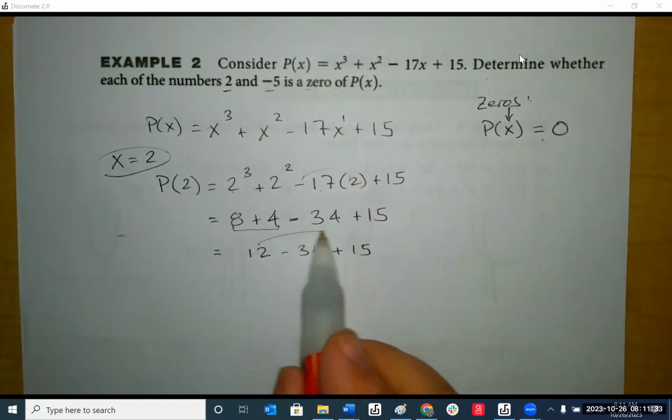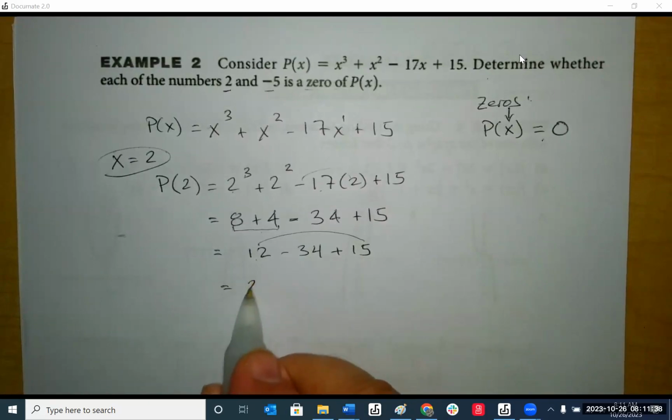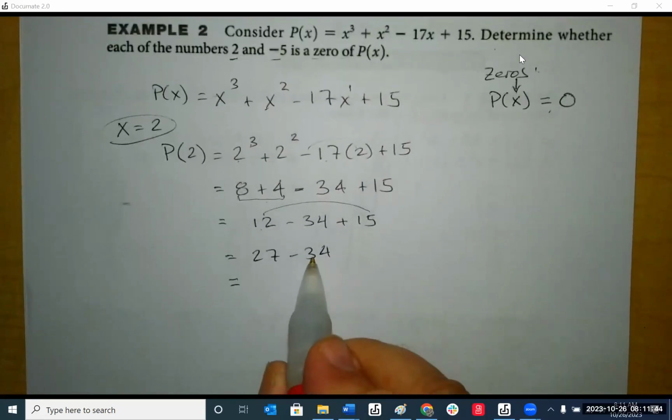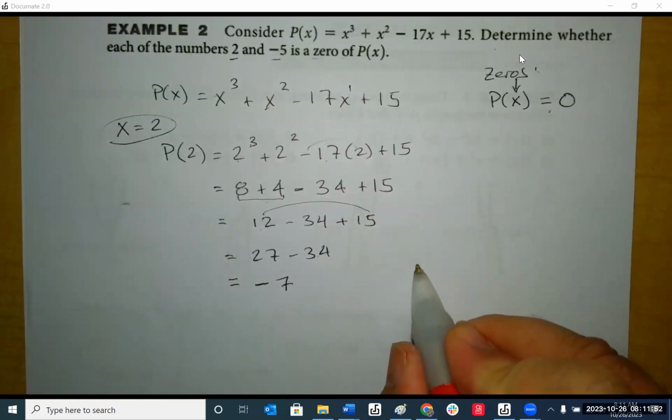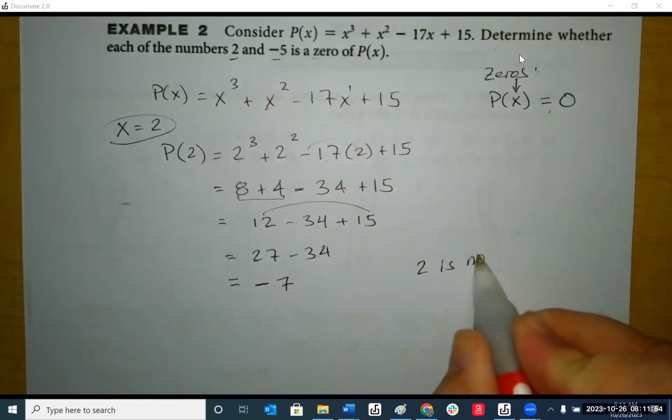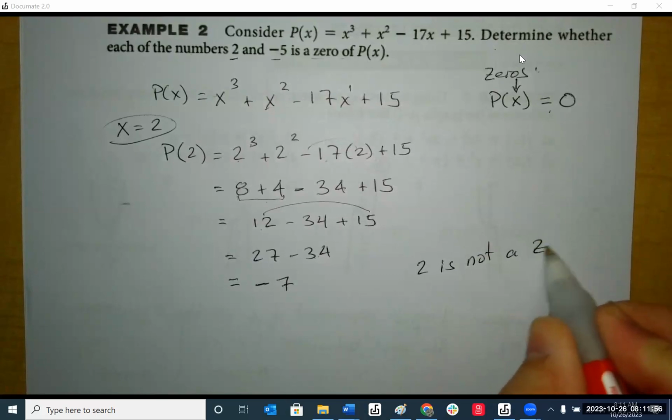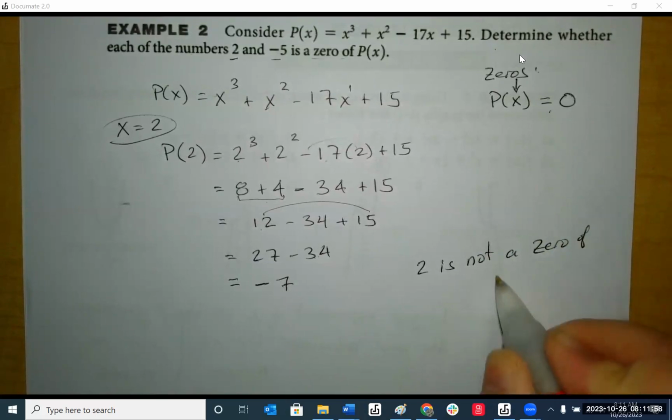By commutativity and associativity, I can add these two. 12 plus 15 is 27. Since 34 is bigger, the answer is negative. 34 minus 27 is negative 7. So 2 is not a 0 of P of x.